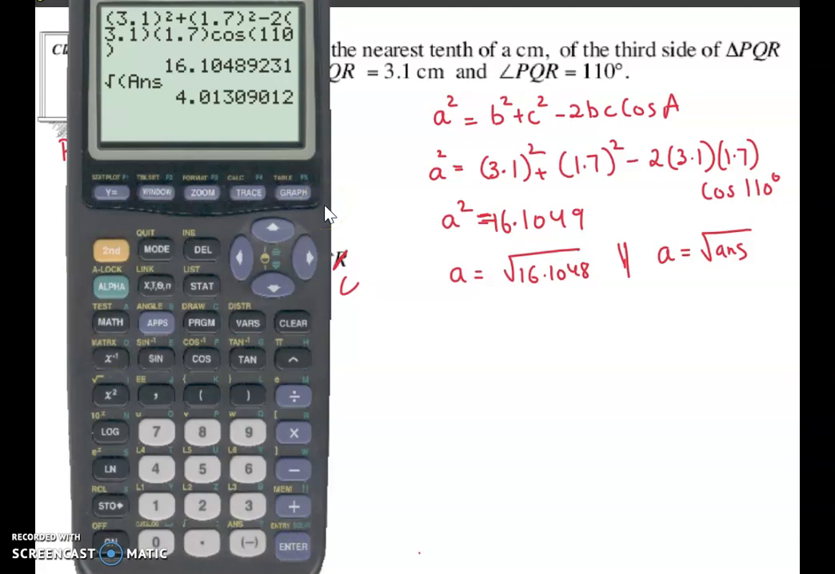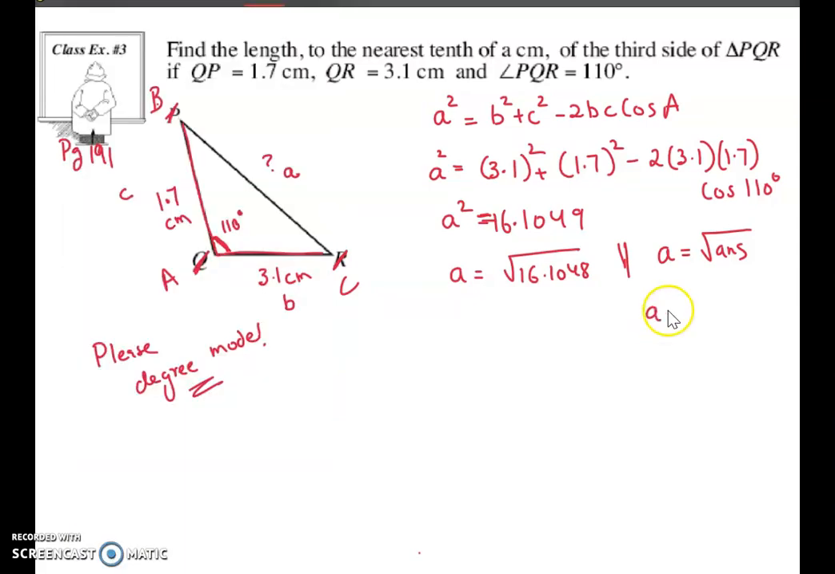It will just take your answer from the last step, and your answer comes out to be 4.01, which rounded gives you 4.0 centimeters to the nearest tenth. Okay.